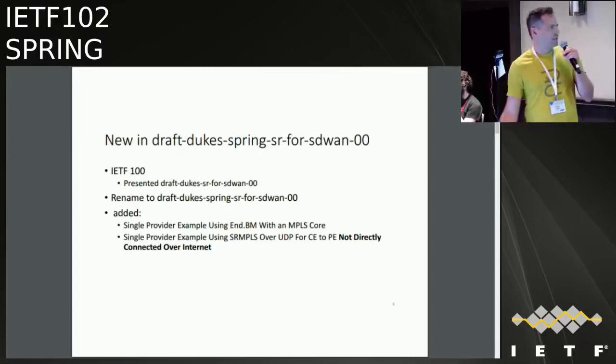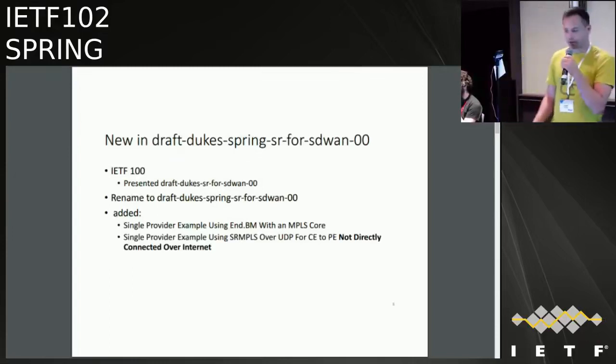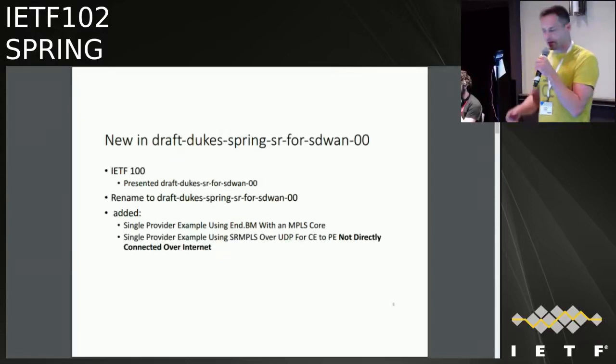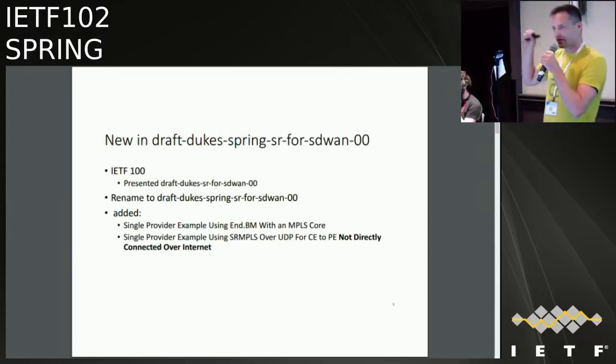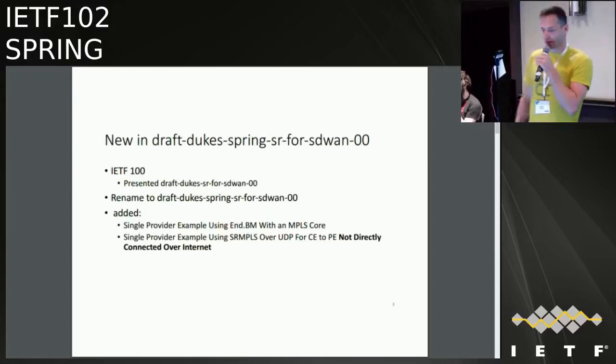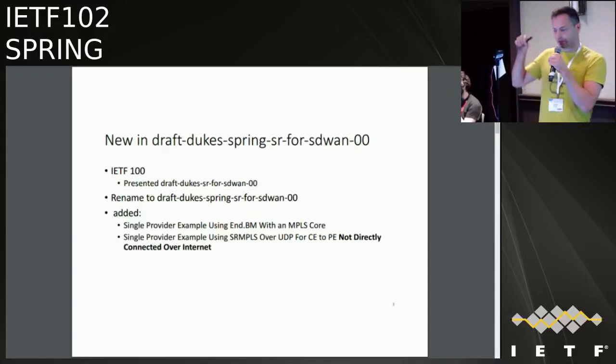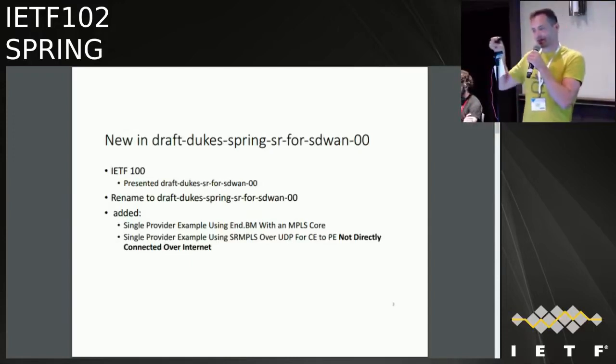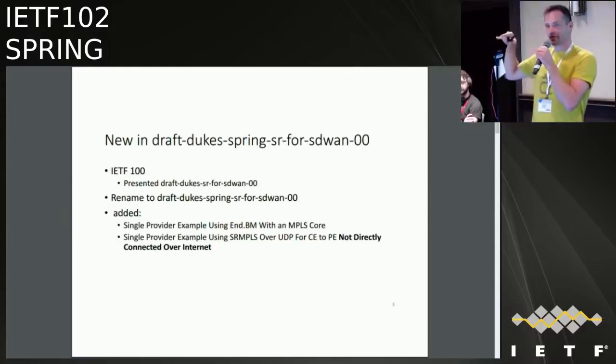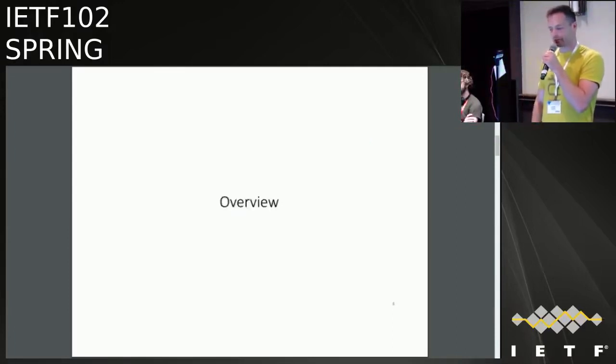What we've added is a single provider example using an SRv6 binding SID to an MPLS policy. And we've added a single provider example using SR MPLS over UDP for CE to PE connections where they are not directly connected, so where there's a transit provider between the CE and PE node. We have that documented for SR MPLS use.